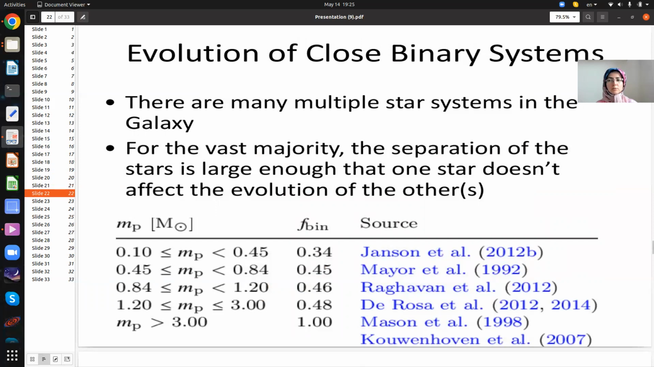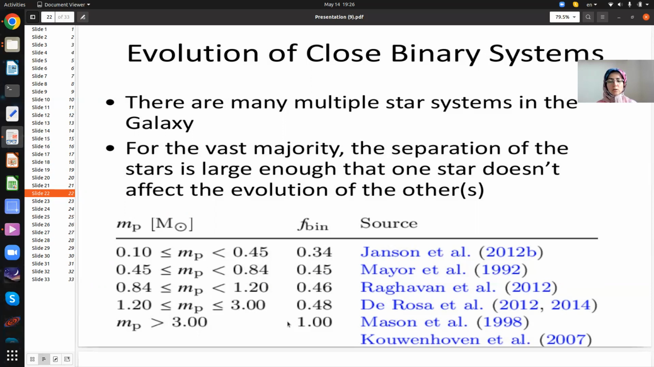Evolution of close binary systems. There are many multiple star systems in the galaxy. For the vast majority, the separation of their stars is large enough that one star doesn't affect the evolution of the others. Here you see, for example, solar mass and less than solar mass, and higher than solar mass. We can say the ratio of binary systems depends on the mass of the stars.